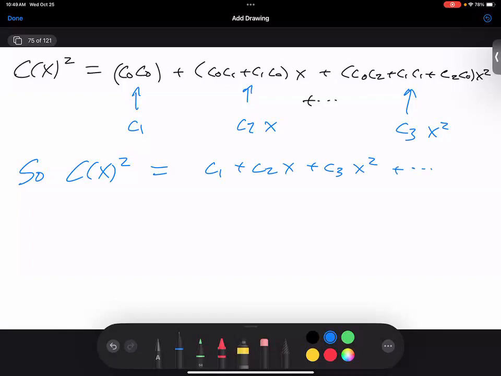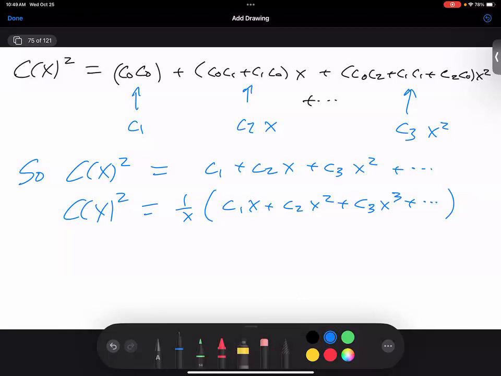What would you love to have? Do you want to have a C3x squared term? What would you like to have? Yeah, can you just make it a cube? So if we multiply everything by x, this is the same as x times C of x squared is C1x plus C2x squared plus C3x cubed plus dot, dot, dot. Is that related to anything you know? What is that? This is almost something we know.